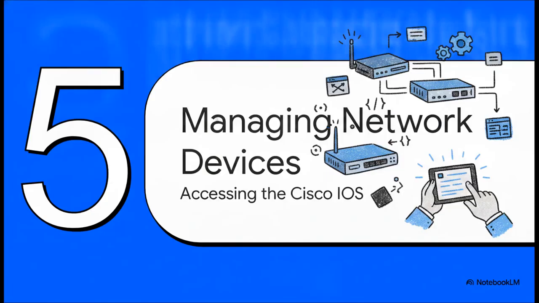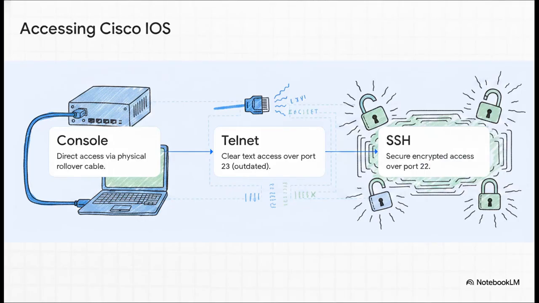And finally, Section 5. Managing network devices, accessing the Cisco IOS. So, to actually configure these devices, you interact with the Cisco IOS, the Internet Operating System. You generally access this in three ways. First is console access, where you literally take a physical cable and plug your laptop directly into the device itself. The next two are remote, over the network, Telnet and SSH.